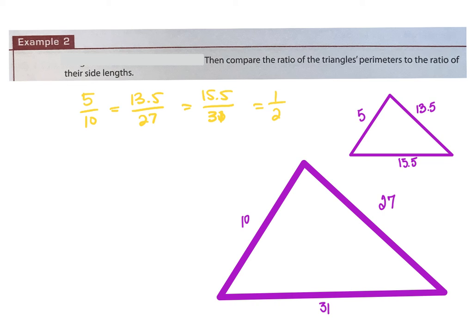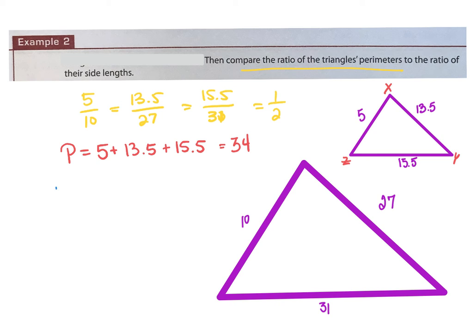And so now they want me to compare the ratio of the perimeters. So what's my rule for perimeters? How do I find perimeter? You just add them up. So the perimeter of the smaller one, the x, y, and z one, is going to equal 5 plus 13.5 plus 15.5. All right? What do I get there? So 5 and 15 is 20, plus 13 is 33, plus one more is 34, right?